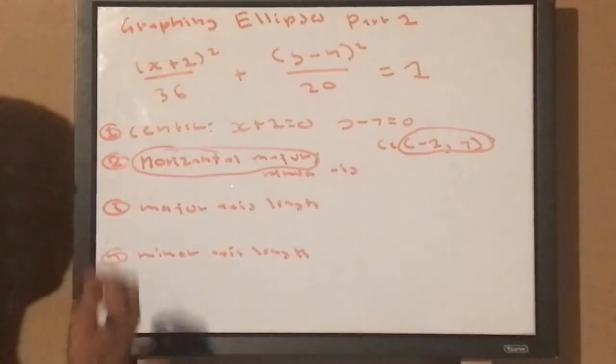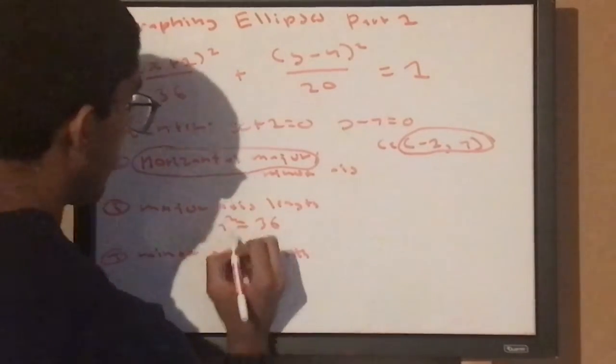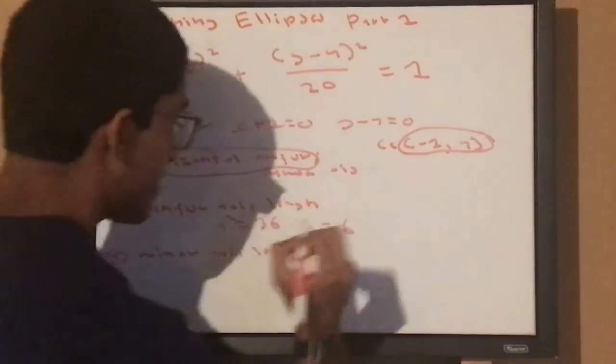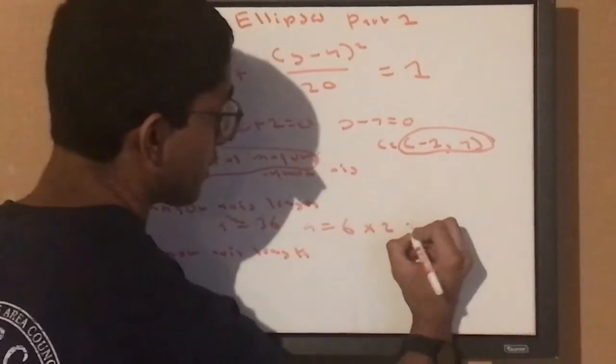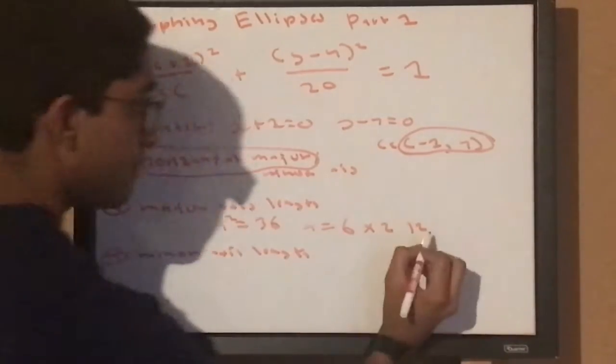So how do we find it? We set a squared equal to 36. A is equal to 6, and we now multiply 6 by 2, which gives us 12. So our major axis length is going to be 12.